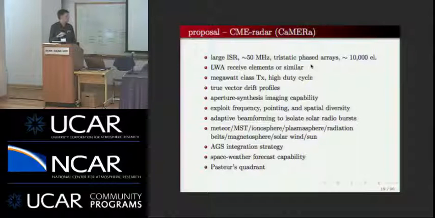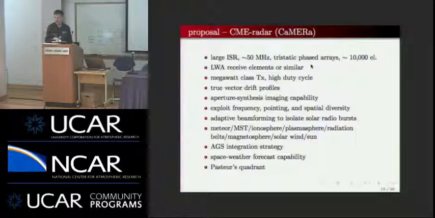To deal with solar radio bursts, we would use adaptive beamforming. And so that would allow us to suppress while simultaneously studying the signals that are coming from the radio bursts. And of course, you don't have to receive one thing with the receiver. You can receive all things.